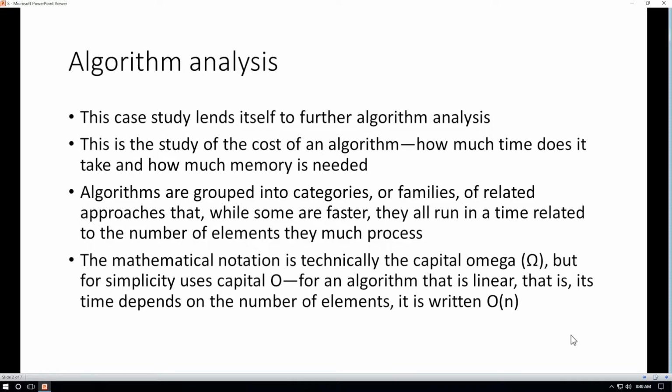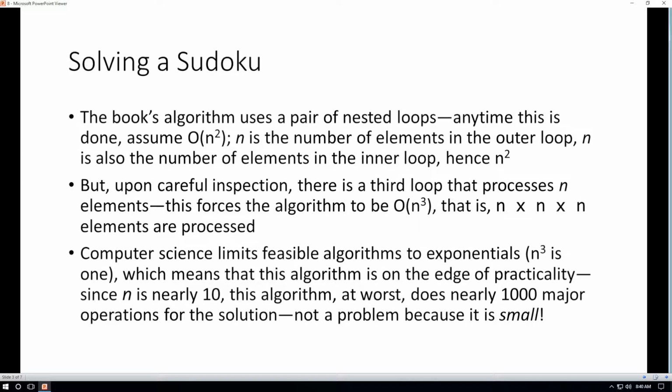The book's algorithm uses a pair of nested loops to visit each cell of the Sudoku individually. You can assume that anytime there are nested loops, the big O notation is going to be n to the power of the number of nested loops. In this case, there are two nested loops, so it's n squared.